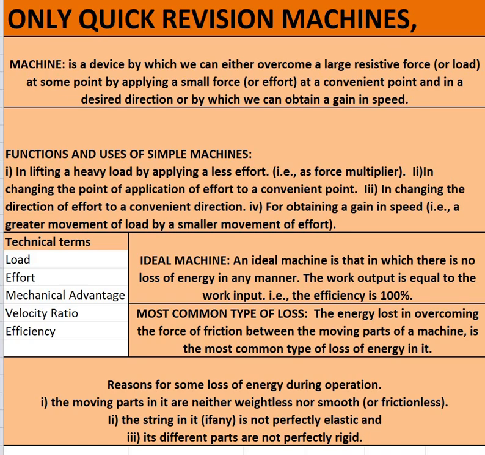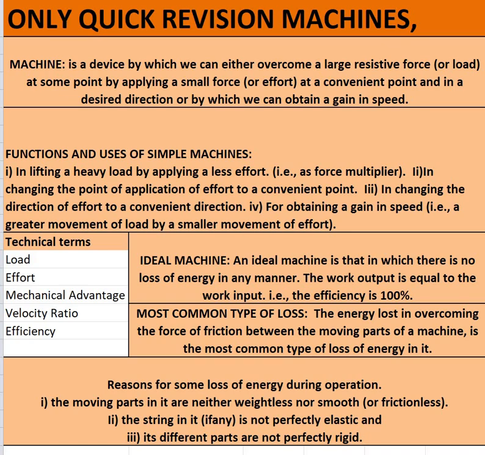Second point, changing the point of application of effort to a convenient point. The example for this is the rear wheel of a cycle, which is rotated with the help of a chain by applying force on the pedal. Thus, the effort is applied on the pedal instead of directly on the rear wheel. Third point, changing the direction of effort to a convenient direction. The example is a single fixed pulley used to lift a bucket full of water from a well, by applying the effort in the downward direction instead of the upward direction, as when the bucket is lifted directly without the use of a pulley.